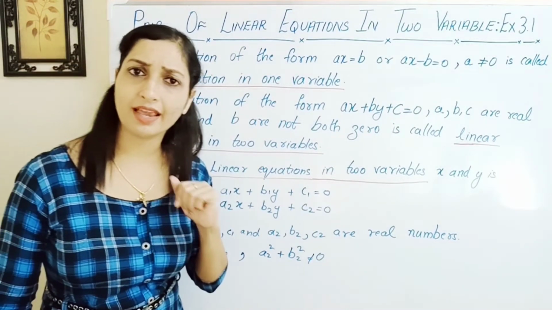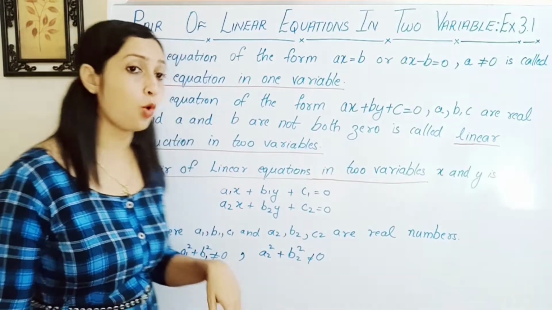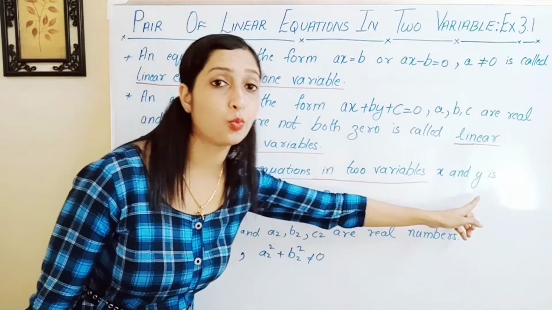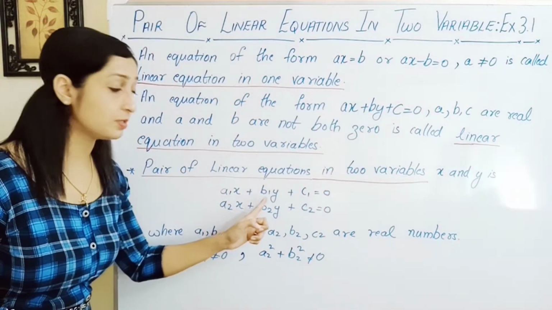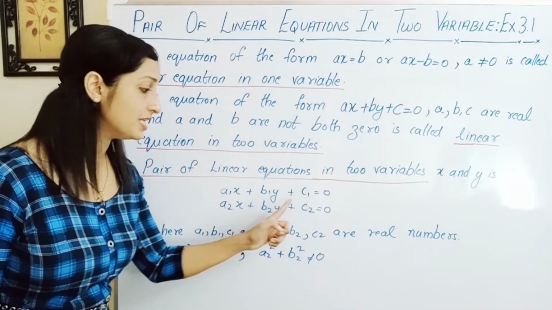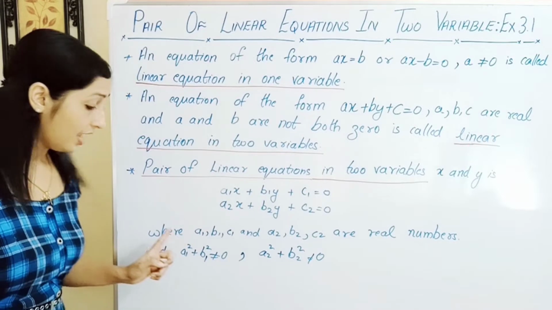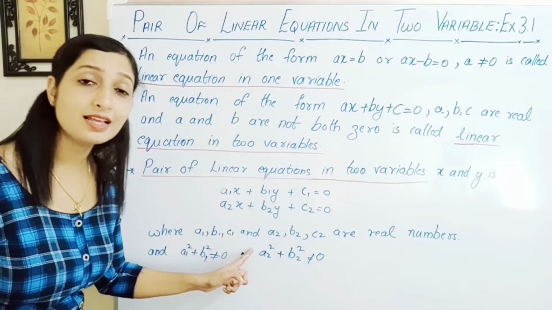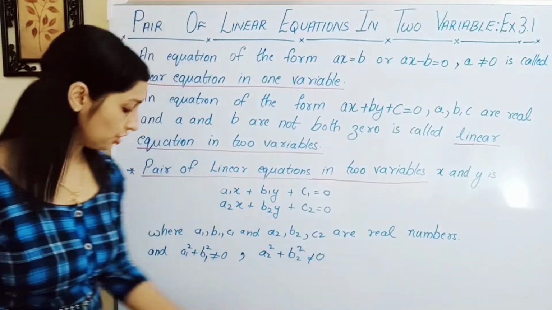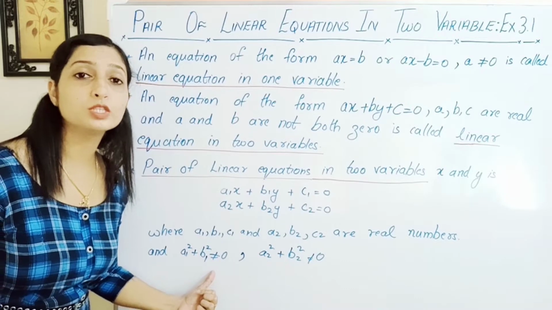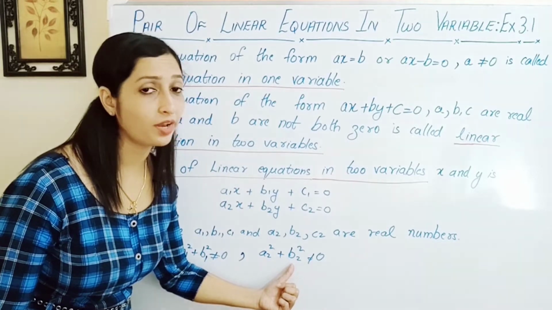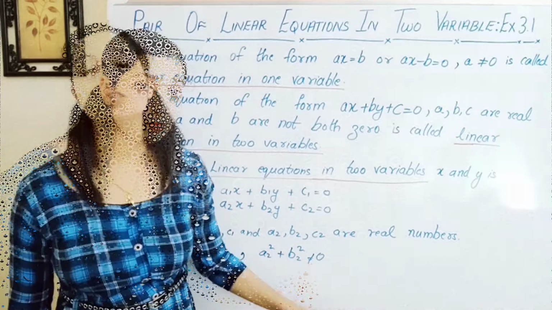Then what is a pair of linear equations in two variables? Let's see what that is. Now the pair of linear equations in two variables x and y is a1x + b1y + c1 = 0 and a2x + b2y + c2 = 0, where a1, b1, c1 and a2, b2, c2 are real numbers. One more condition, which is a1² + b1² ≠ 0 and a2² + b2² ≠ 0. So this was our intro.